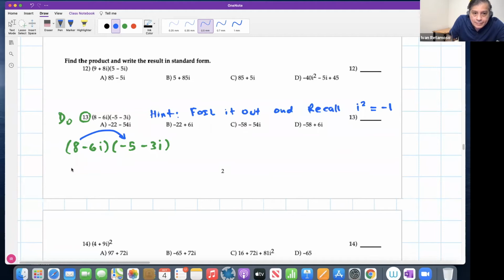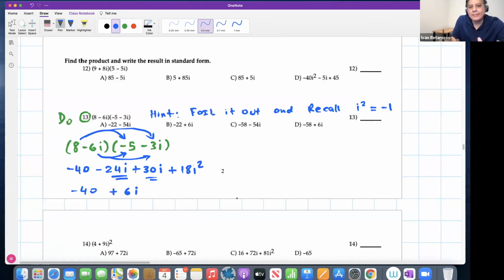Yeah, so let's work this out, right? 8 times -5 is minus 40. 8 times -3 is minus 24i. -6i times -5 is positive 30i. Negative 6i times negative 3i is positive 18i squared. Combining like terms here, minus 40, and the 30i and minus 24i give plus 6i. And this I squared is not a problem for us because it's just negative 1. So plus 18 times negative 1.